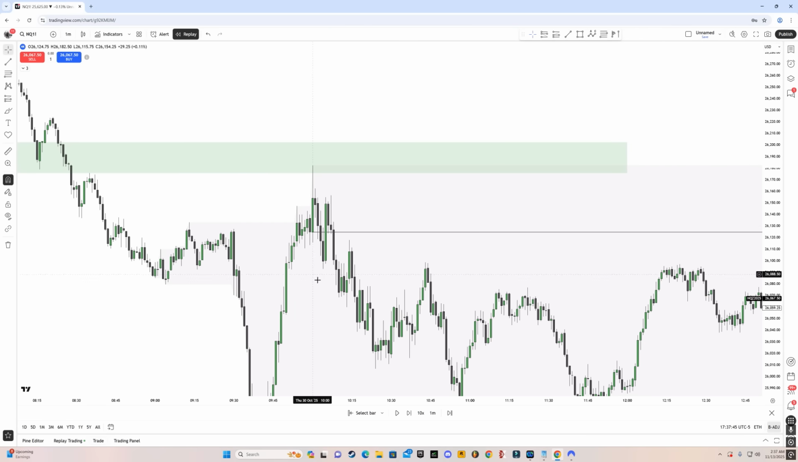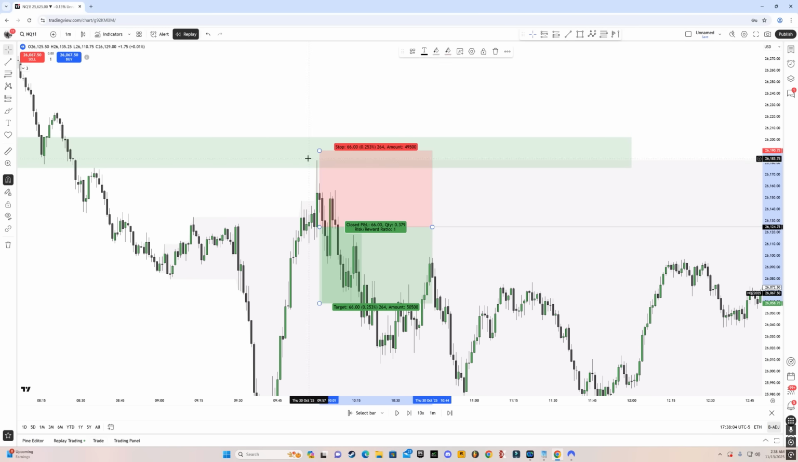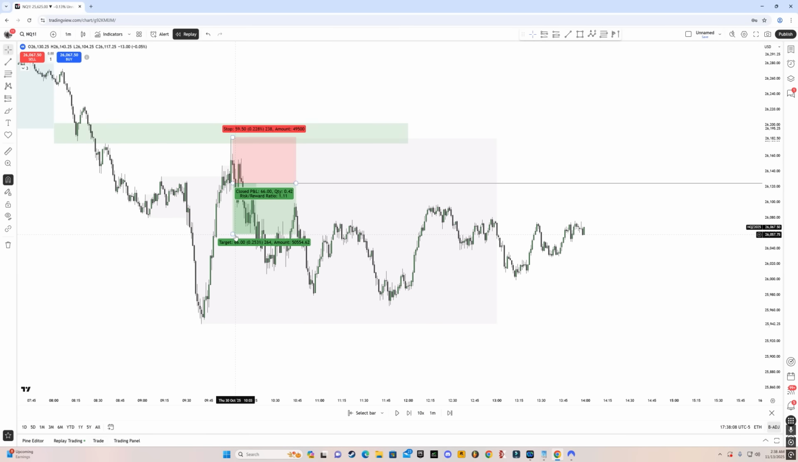That is good. Now, once we tap into the fair value gap, we have to look for a market structure shift. And right here, we have a market structure shift. And then we have an order block here, right at the open. So the opening price is also an order block. So this would have been your entry. Your stop loss would go right above the high. And you can go for 1 to 2 risk to reward if you like.